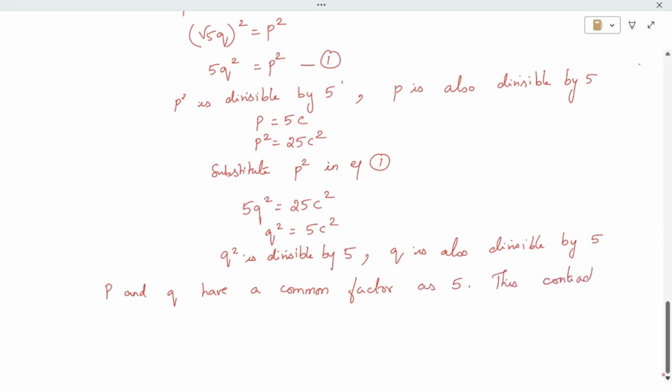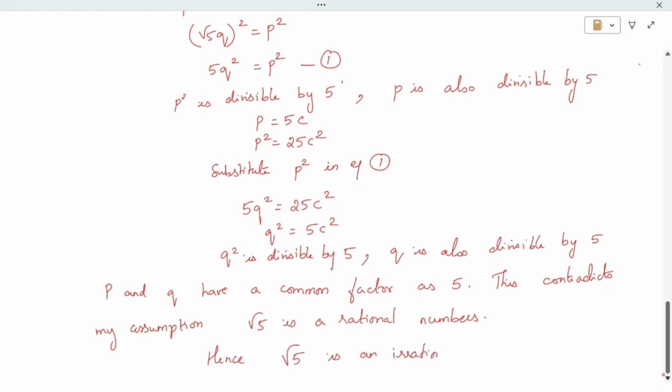This contradicts my assumption. That is what I assumed. I assumed that it's a rational number because it can be expressed as p by q, and p by q are co-prime. It doesn't have a common factor, but it has a common factor as 5. So this contradicts my assumption that root 5 is a rational number. So hence we can prove root 5 is an irrational number. Got it? So this is my proof for root 5 is an irrational number.